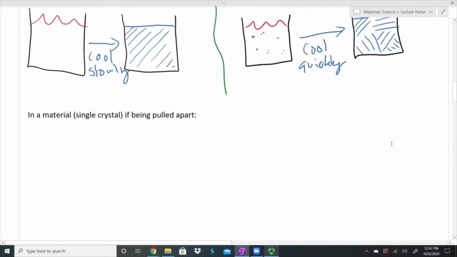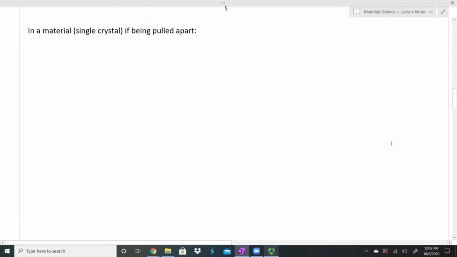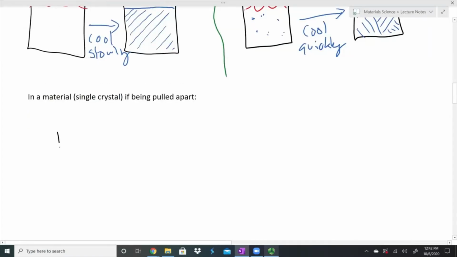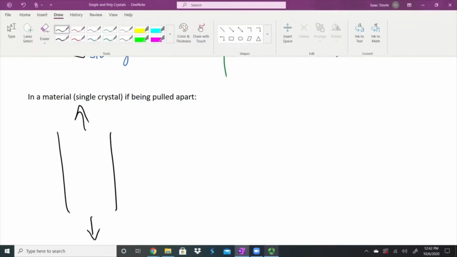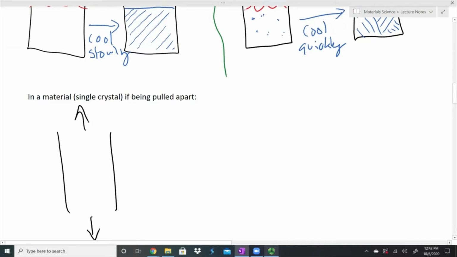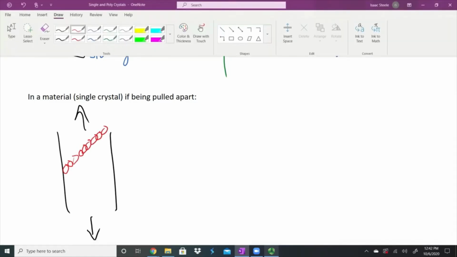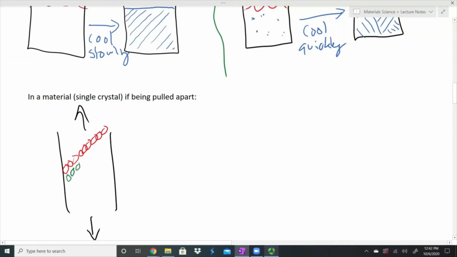If I try to pull apart a single crystal, what we're going to see is I have a material, I'm pulling on it, and we need to remember that this material, even though we don't see it, has atoms and is made up of a lattice structure. And there are going to be planes in here, some planes that are more densely packed. Let's say that this red plane here is densely packed together. It's a close packed plane, so those atoms do not want to move away from each other.